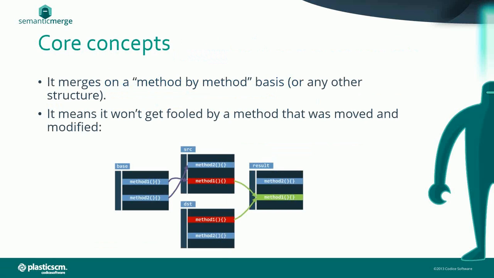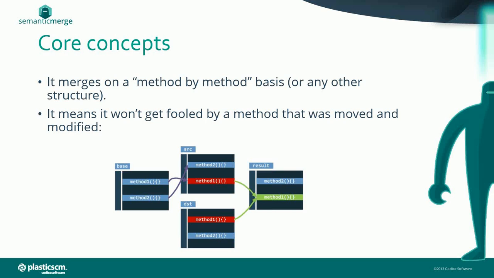These are some of the key concepts we handled. First, we wanted something to merge on a method-by-method basis. When I say method by method, you can think of class by class, attribute by attribute, property by property, whatever, right? But what we normally focus on when we talk about this is methods. So you move a couple of methods, you want it to be able to deal with it. Look at the example below.